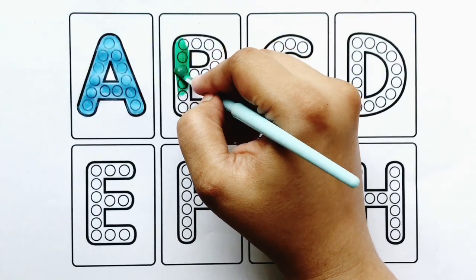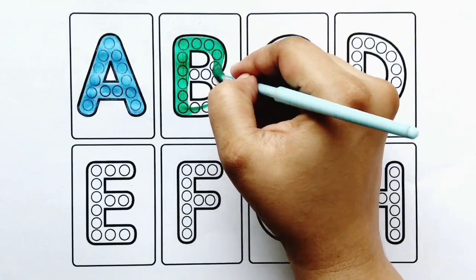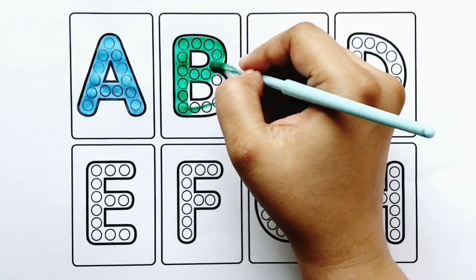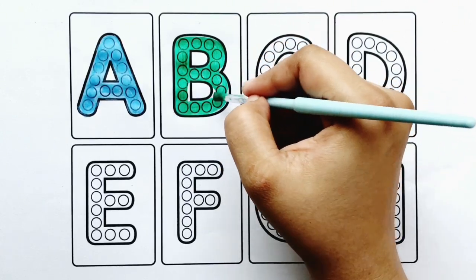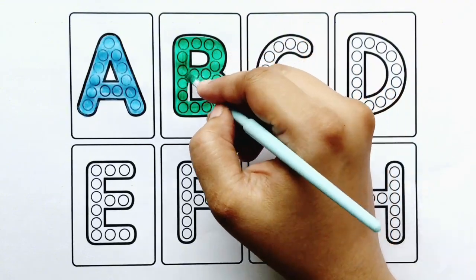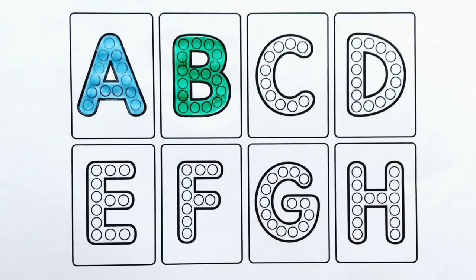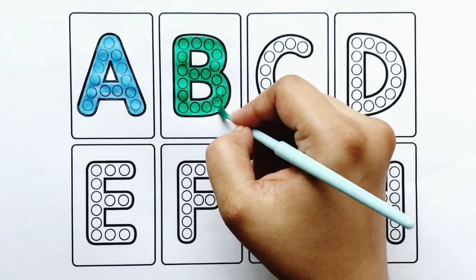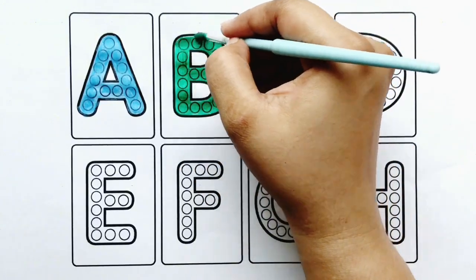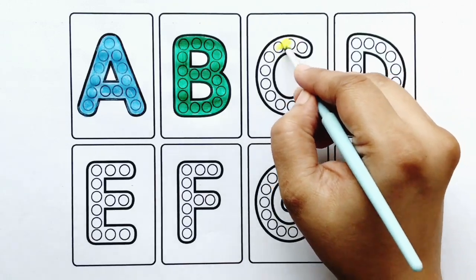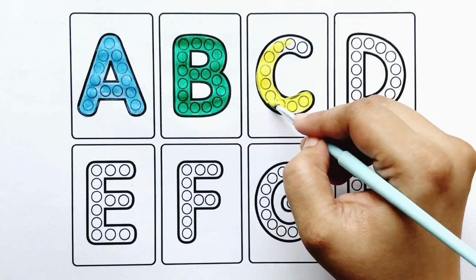Green color. This is a capital letter B for ball. Yellow color. Capital letter C, C for candy.